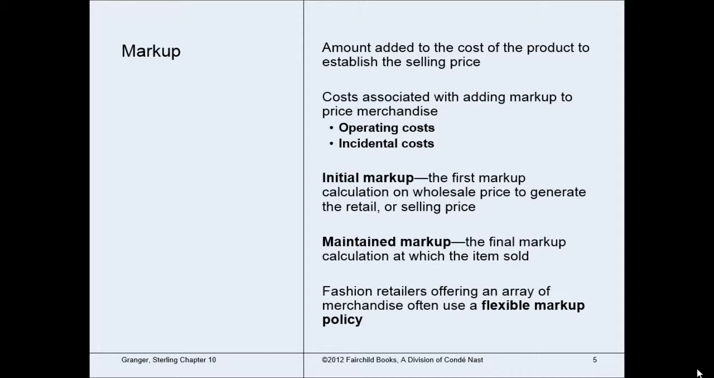And the last type of markup is a flexible markup policy. When the retailer is offering an array of merchandise, they'll usually use a flexible markup policy, and this is where you mark up different subcategories or classifications at different markups than you do other items. So for example, if you have accessories, you might want to mark up your accessories more than you mark up your clothing.